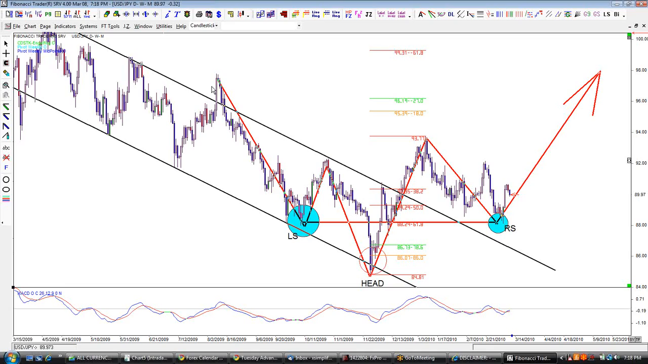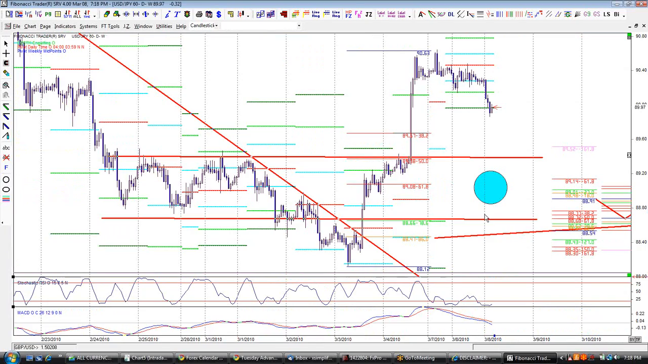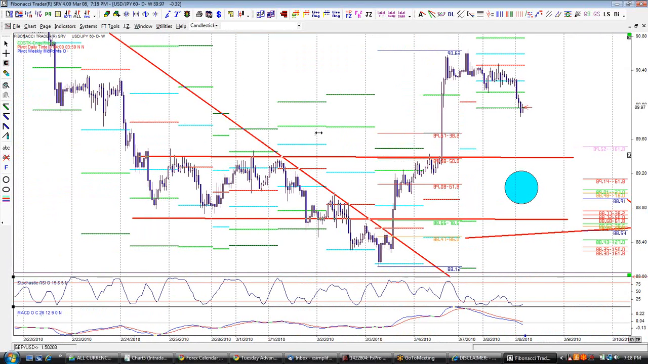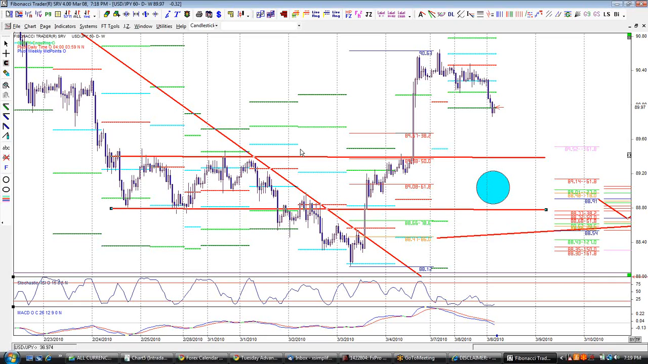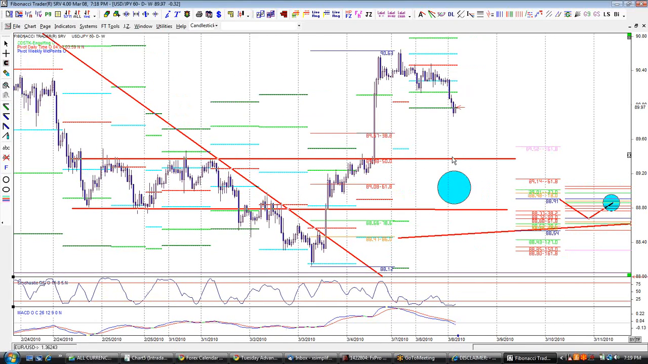Dollar yen daily, the bullish head and shoulders that we waited for such a long time. We entered on a 1 hour, had a couple of limits hit. Currently we're waiting for the price to come back somewhere in between this consolidation, the past consolidation here. This is our demand zone, and we'll look to buy back in.